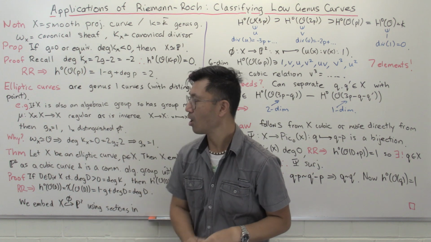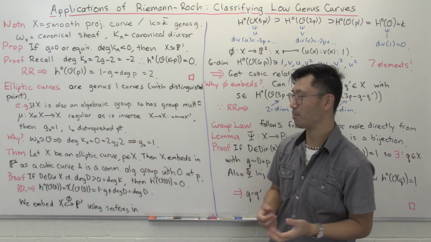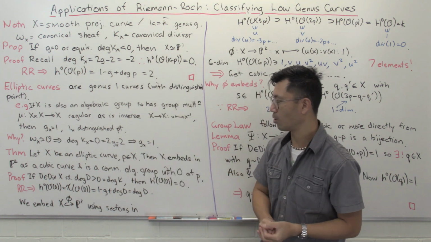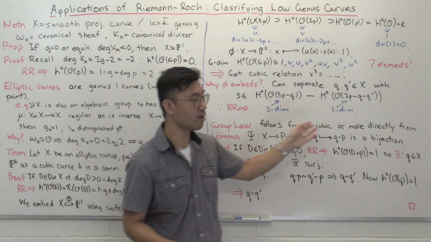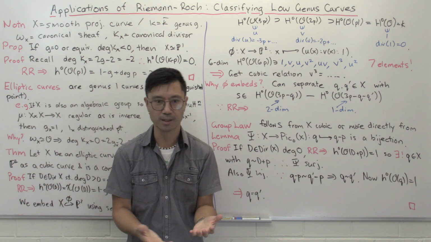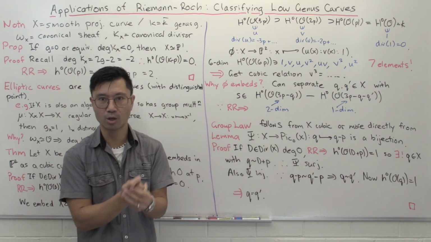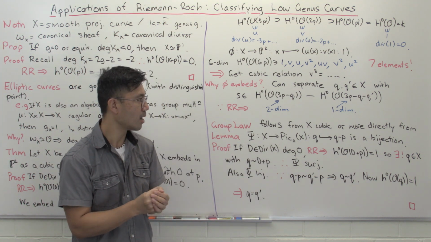Okay, then the last thing, which is also another wonderful application of Riemann-Roch, is to get the group law. Now, this group law you can get from the fact that it's a cubic curve. You can show directly from the fact that it's a cubic curve that every cubic curve has a group law.